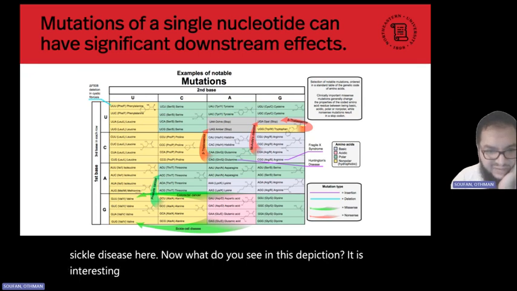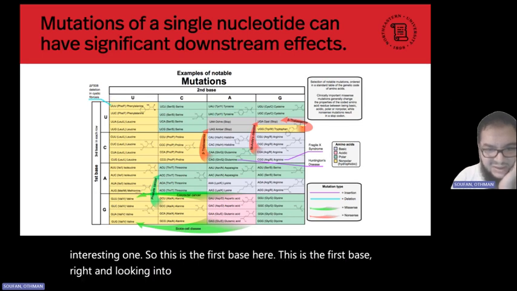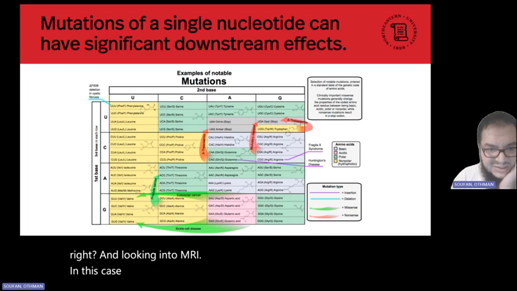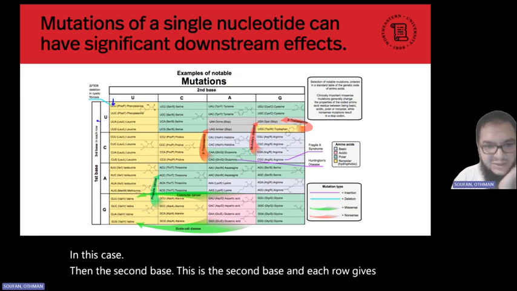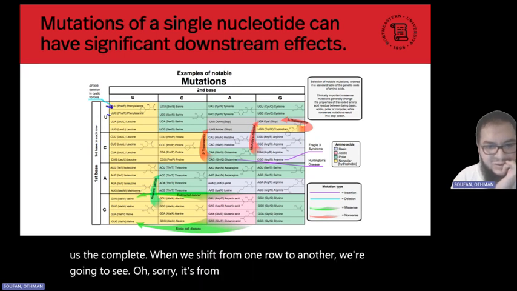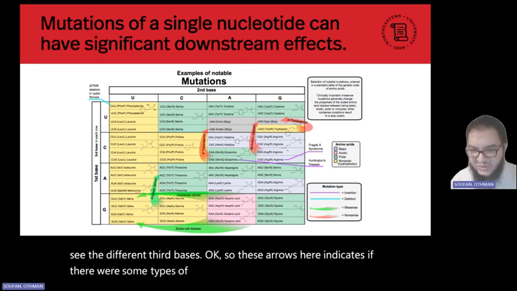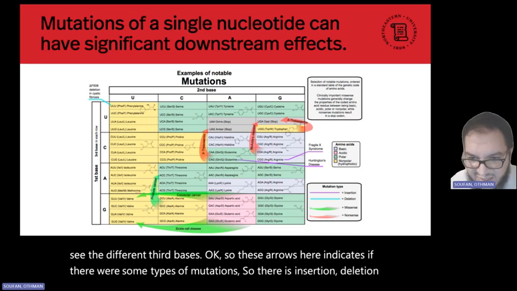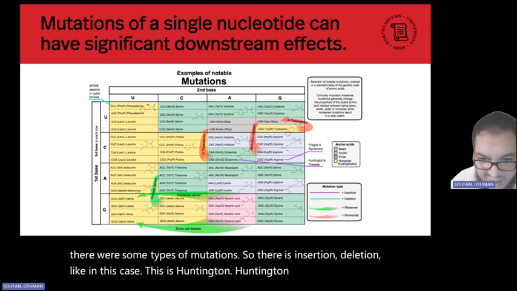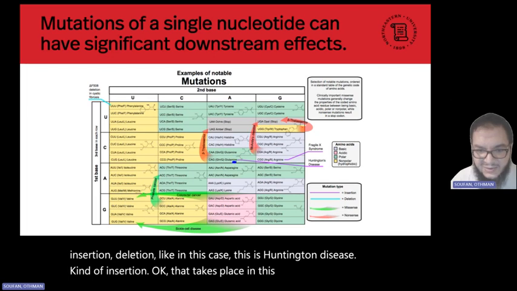Now, what you see in this depiction is interesting. This is the first base here, right? And looking into mRNA in this case, then this is the second base, and each row gives us the complete set. When we shift from one row to another row, we will see the different third bases, okay? So these arrows here indicate if there were some types of mutations, so there is insertion, deletion, like in this case, this is Huntington disease, it's a kind of insertion that takes place in this area, okay?